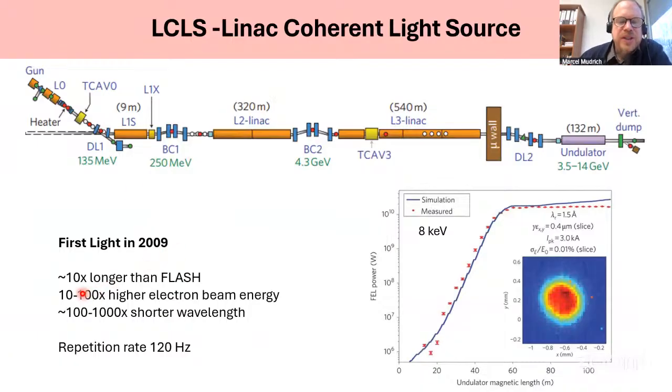But to reach XFEL operation, the whole structure had to be 10 times longer than FLASH, with 10 to 100 times higher electron beam energy, and also certainly higher beam current. We are talking about a peak current of 3 kiloamps here. In that way, already hard X-rays, 8 keV photons, were demonstrated in 2009.